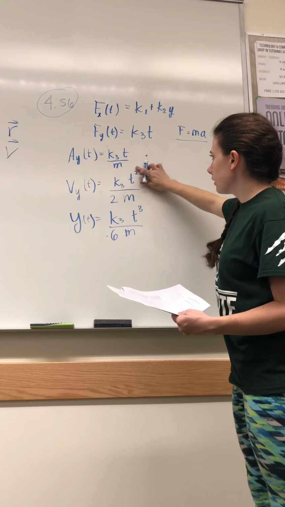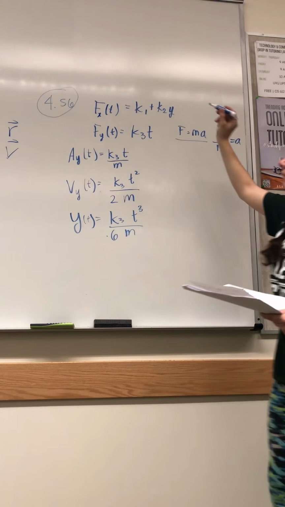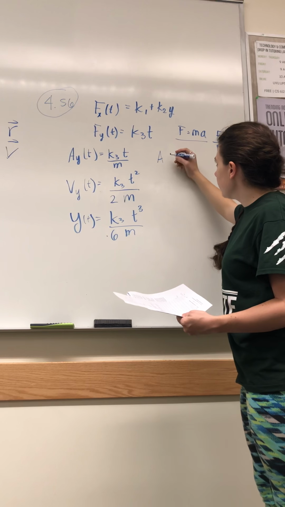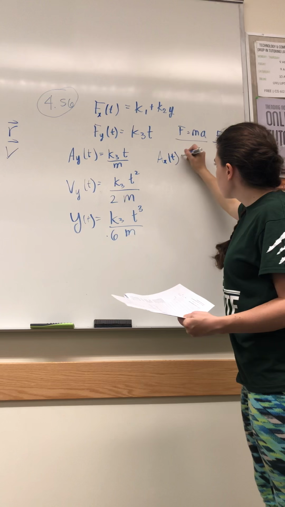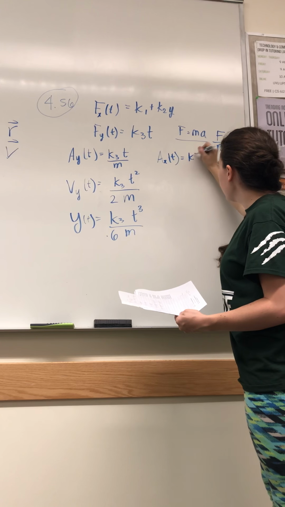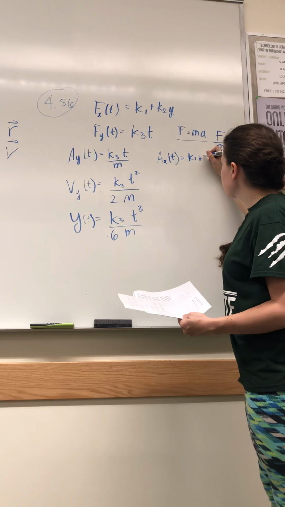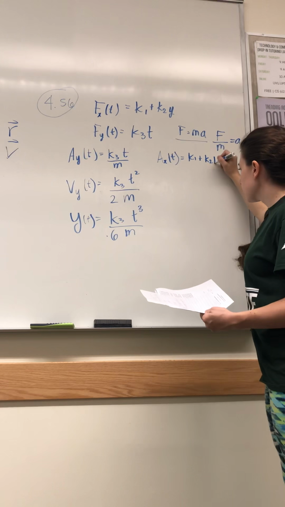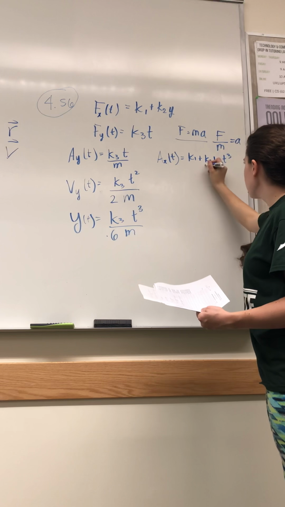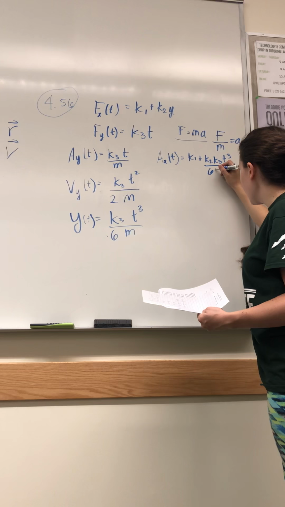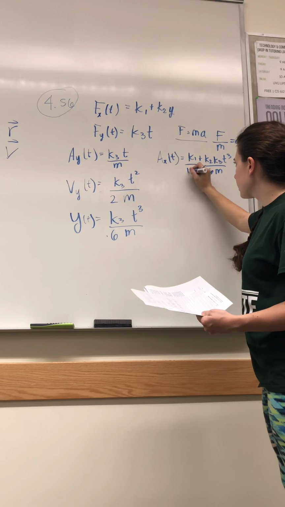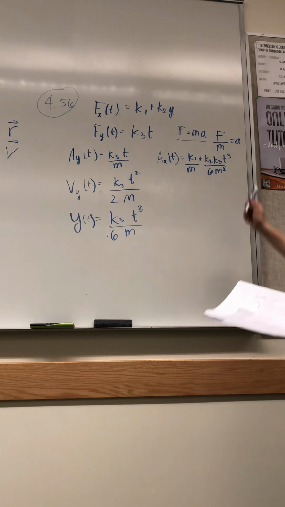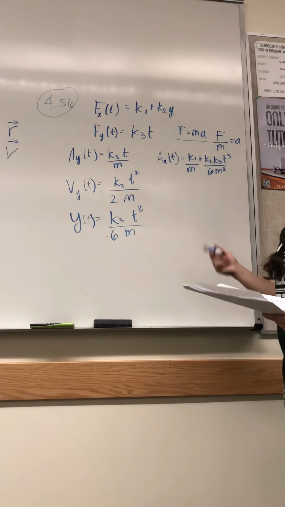So now we know what y(t) is. We can solve for x. So again, a_x(t) is going to be k1 plus k2 times this y, which is k3 t cubed over 6m. K1 is also over m, and this is m squared, because we divided both of them by m, and this already had an m in it.